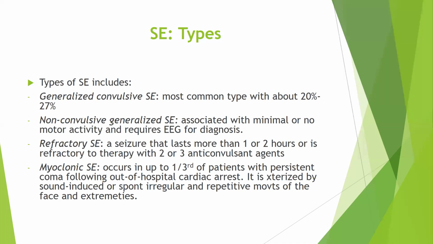This is the kind of patient for whom your neurologist can order an EEG. Refractory status is when a seizure is lasting more than 1 to 2 hours and is not responding to therapy with 2 or 3 anticonvulsant agents. We can have myoclonic status epilepticus, which occurs in up to a third of patients with persistent coma following out-of-hospital cardiac arrest. It is characterized by sound-induced or spontaneous, irregular, and repetitive movements of the face and extremities.